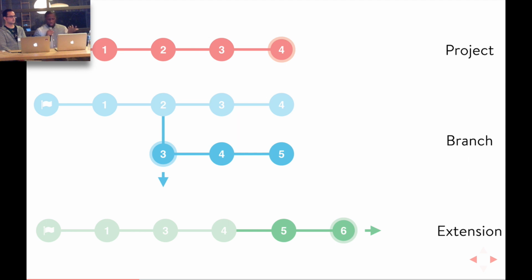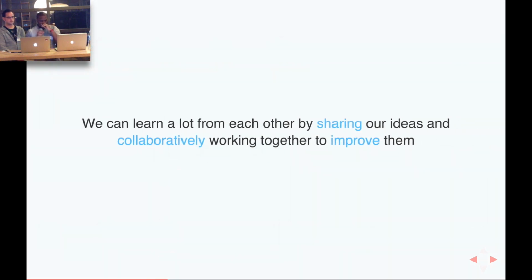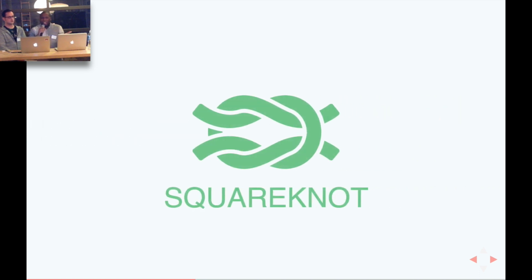At Squareknot, we really believe that everyone has something to offer. Our core philosophy is that we can learn a lot from each other by sharing our ideas and collaboratively working together to improve them. So in short, Squareknot is basically GitHub for things that you do.